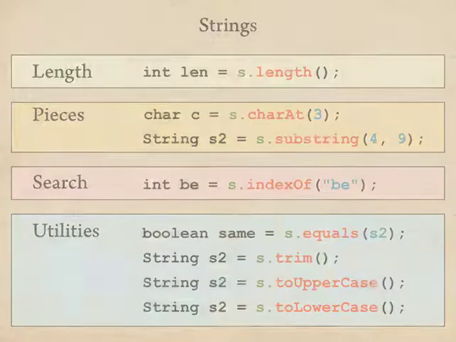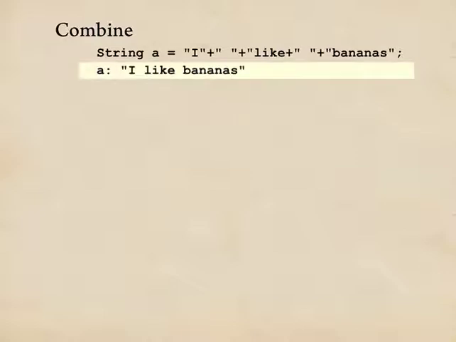There are also a few other tools that we saw that we can do with strings. We can combine them. So here I have 5 separate strings, 3 words and 2 spaces, and I combine them all with the plus sign. The plus sign here doesn't add, instead it just puts 2 strings together. So the result here is I like bananas. Join does the same thing but for an array.